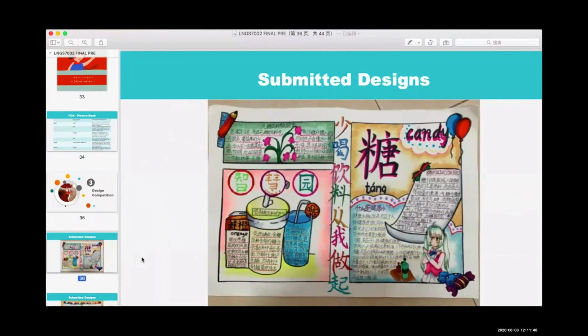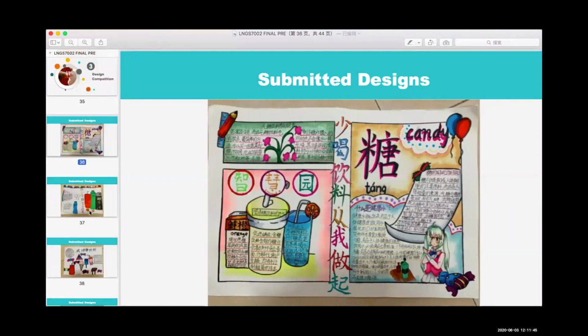The topic of this design is drinking less sugary products, starting from me. The student uses bright colors, cartoon character, various fonts, and hand-drawn beverages to make her drawing more vivid. On the left side, she lists some potential disadvantages of sugary drinks. On the right side, she introduced the concept of healthy water and some pros and cons of sugar. We think this work is really attractive and easy to understand.